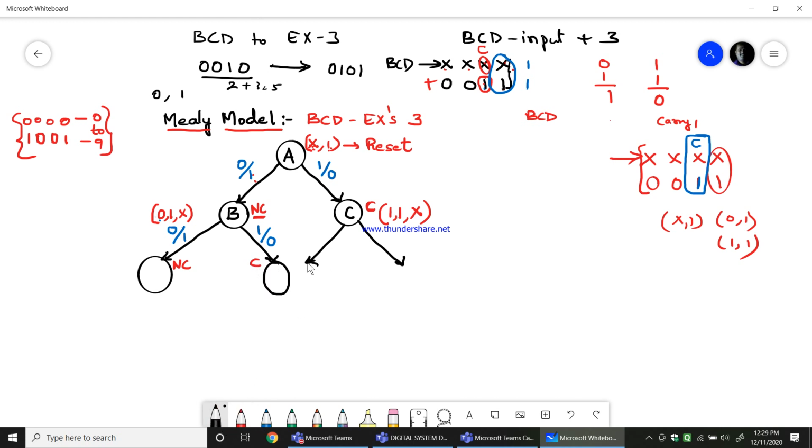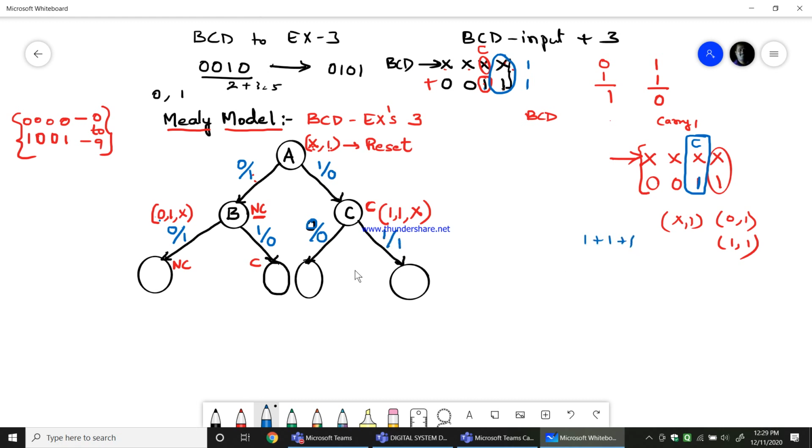Similarly, here at this state, if input is 0, it is 1 plus 0 plus 1 plus 1 plus 0. So, therefore, if input is 0, the output would be 1 plus 1 plus 0, the output would be 0. Whereas when input is 1, 1 plus 1 plus 1, the output is also 1.